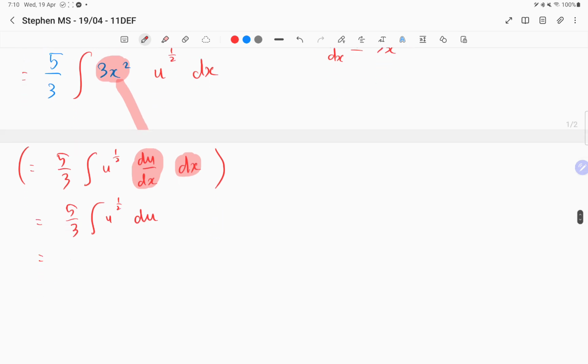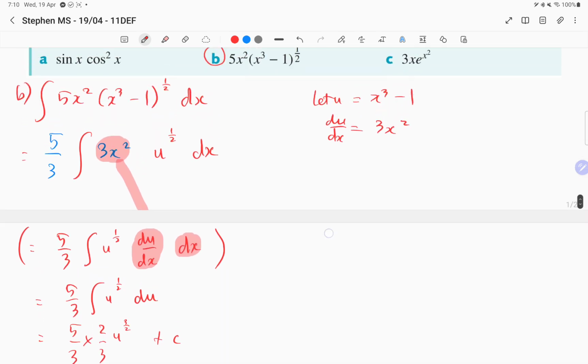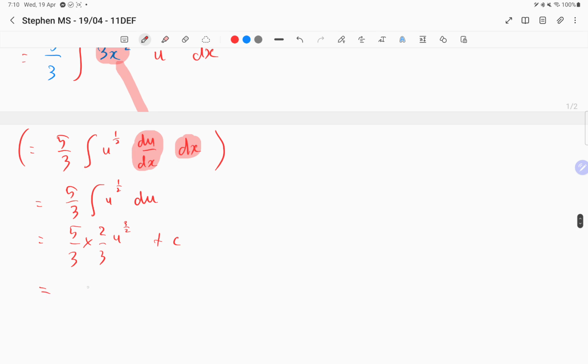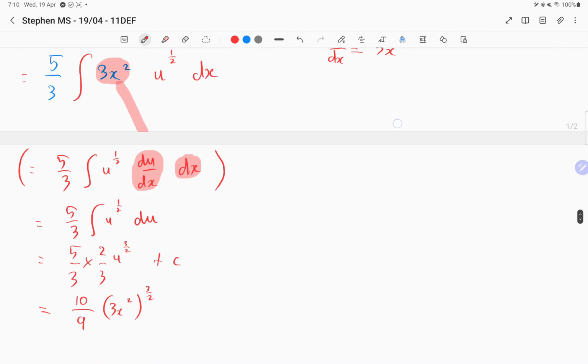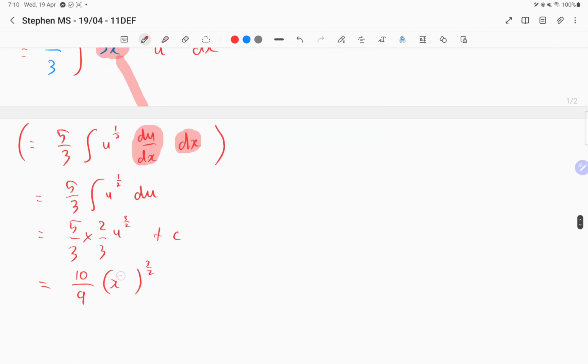Just antiderive it. So plus 1 to the power, so that would be u to the power 3 on 2, and then divide by 3 on 2 is times by 2 on 3, plus c. Wait, what's u again? Isn't u 3x squared? Yeah, but you substitute it in now at the very end. So that would be 10 over 9, and then x cubed minus 1, everything to the power 3 on 2. Wait, I'm confused. Why did you times by 2 on 3? Oh, sorry, this one should be x cubed minus 1.